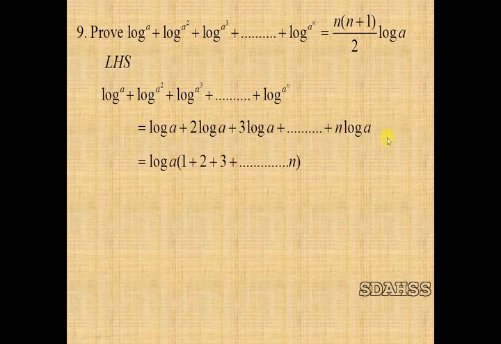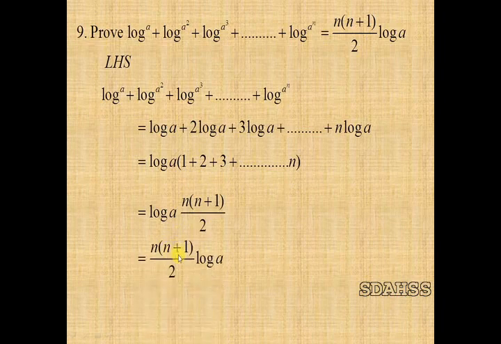Here log a is common, so take outside. This becomes log a into (1 plus 2 plus 3 plus etc. up to n). We know that 1 plus 2 plus 3 plus etc. up to n is n into (n plus 1) by 2. So we can write log a into (n plus 1) by 2. So this can be written as n into (n plus 1) by 2 log a. That is equal to RHS.